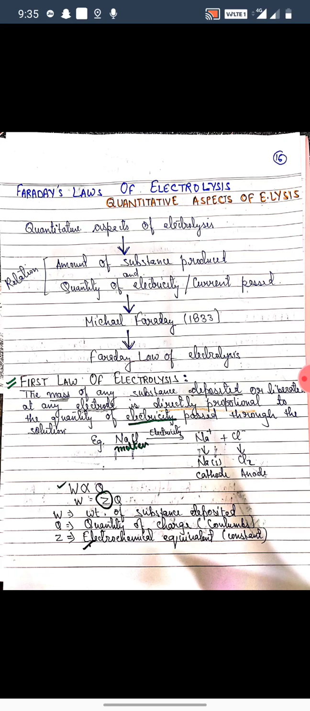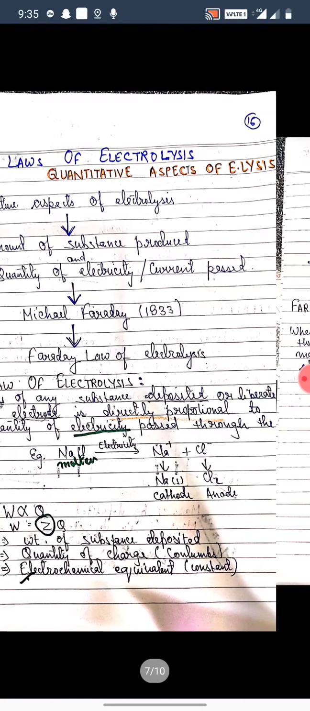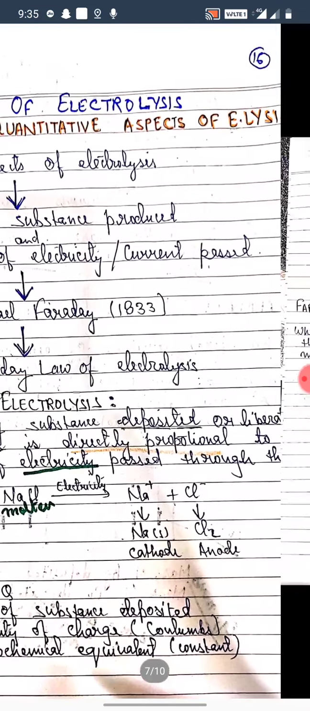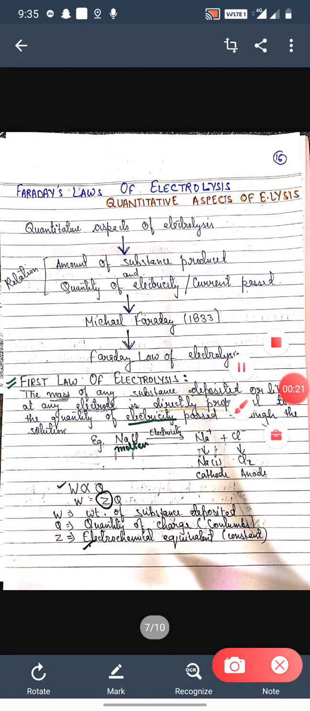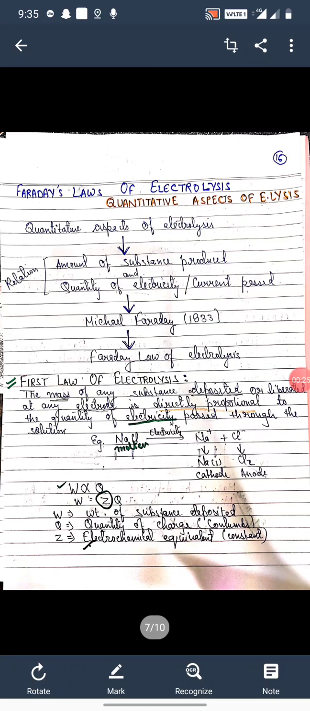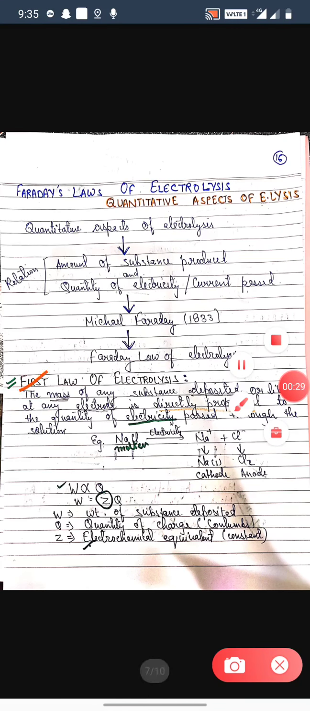Children, in the last class, we discussed Faraday's law of electrolysis, as you can see here, and we discussed the quantitative aspects of electrolysis. To explain this in detail, I discussed with you the two laws, that is the first law of electrolysis and the second law of electrolysis. Let us recall quickly what the first law of electrolysis is.